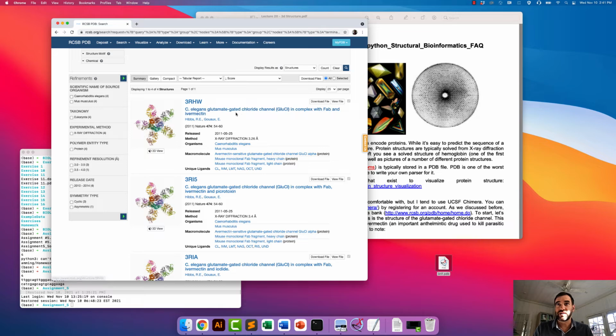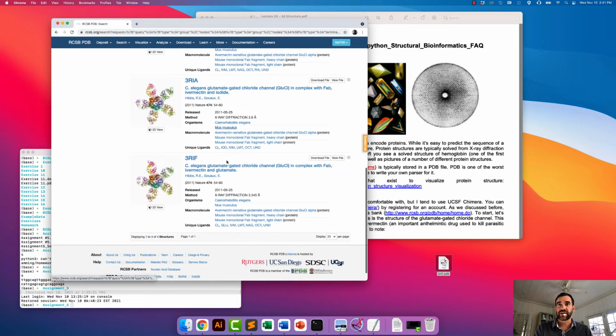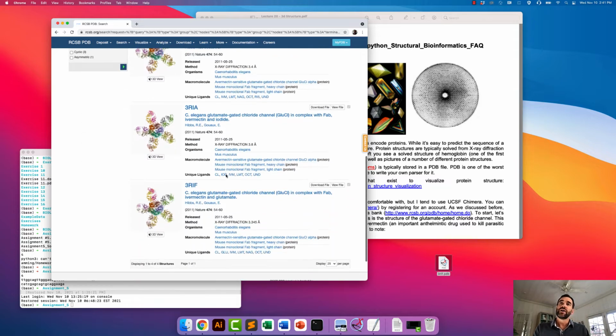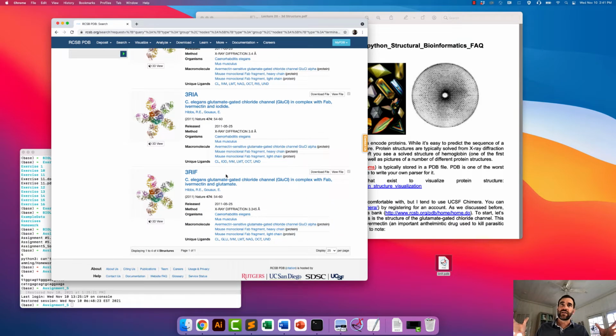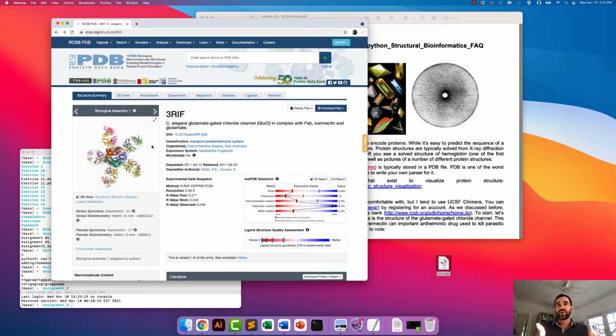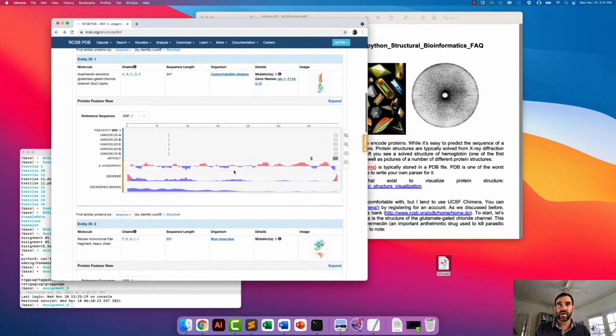So here we see there's a protein structure 3RHW, so this is also a glutamate-gated chloride channel in complex with Fab and ivermectin, so the glutamate is not present. And you can see some of the other different ligands that are used to study the protein structure. So you can see how the ligand influences the actual shape of the protein. We're just looking at one particular shape this protein complex can actually have.